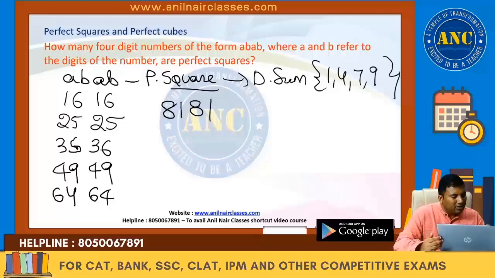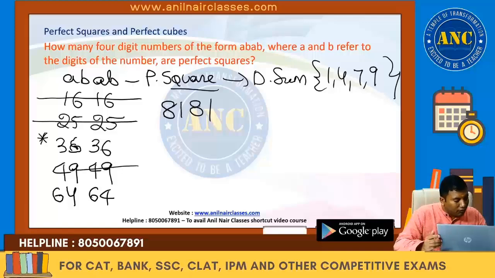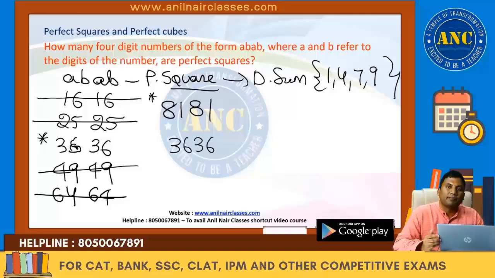Let us eliminate. 7 plus 7, 14. It is 5. It cannot be possible. 9 plus 9, 18, which is 9, could be possible. 8, not possible. 1 plus 1, 2, not possible. 81, 81, digital sum 9, this could be possible. 36, 36, 81, 81, these two may be possible.